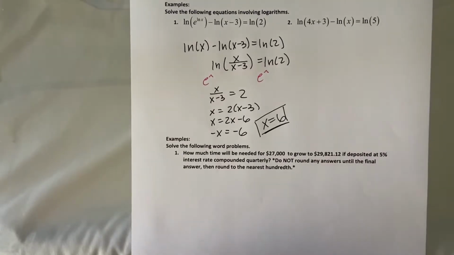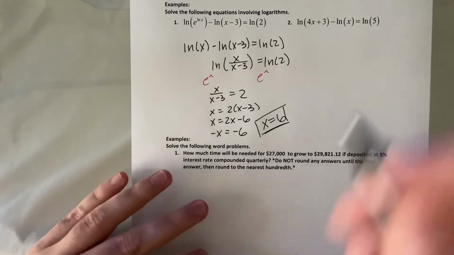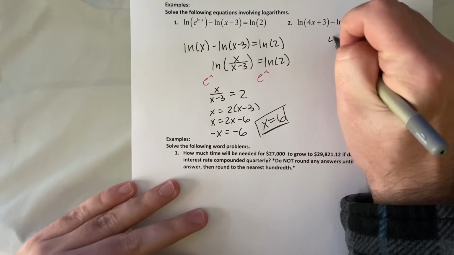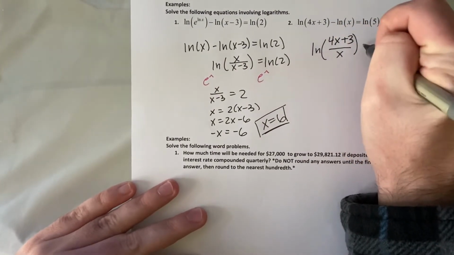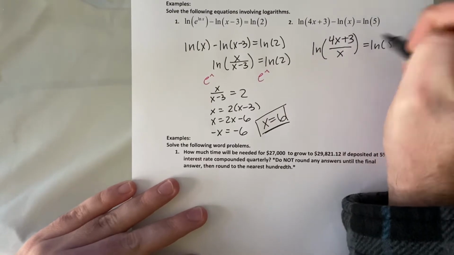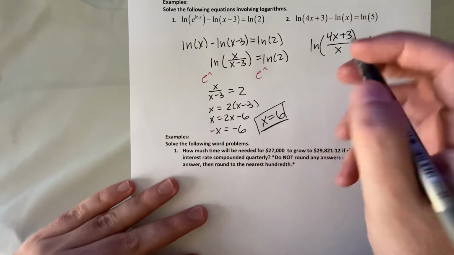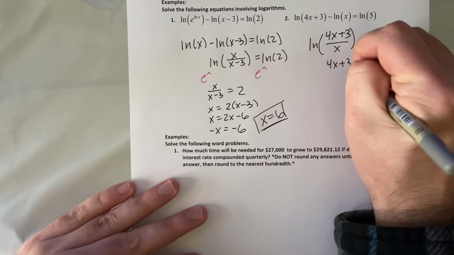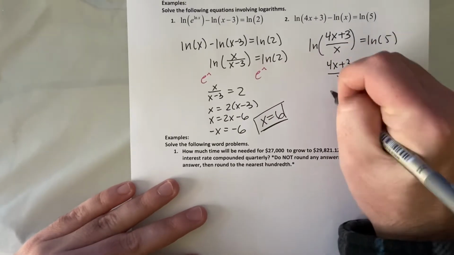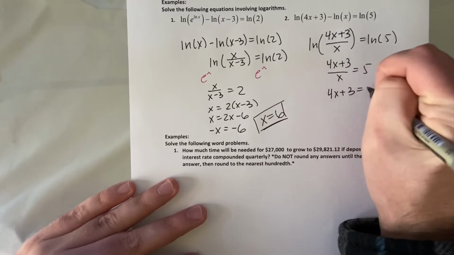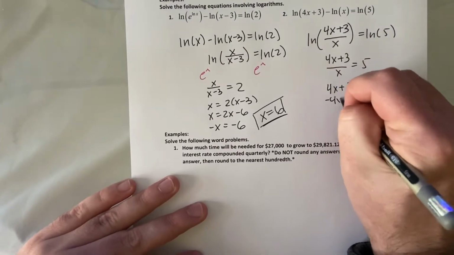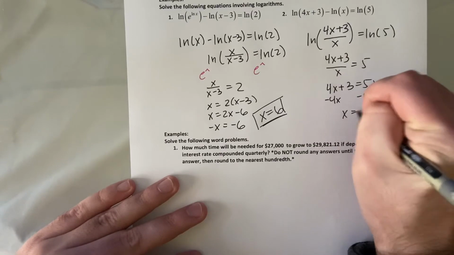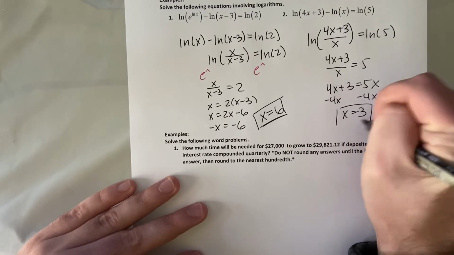The other one over here, let's see, ln of 4x plus 3 minus ln of x equals ln of 5. Same thing, it's going to be the ln of 4x plus 3 over x equals the ln of 5. And the ln's, by raising e to both powers, goes away. 4x plus 3 over x equals 5, which means 4x plus 3 equals 5x. By multiplying the x over, subtract 4x to get x equals 3. Easy enough.